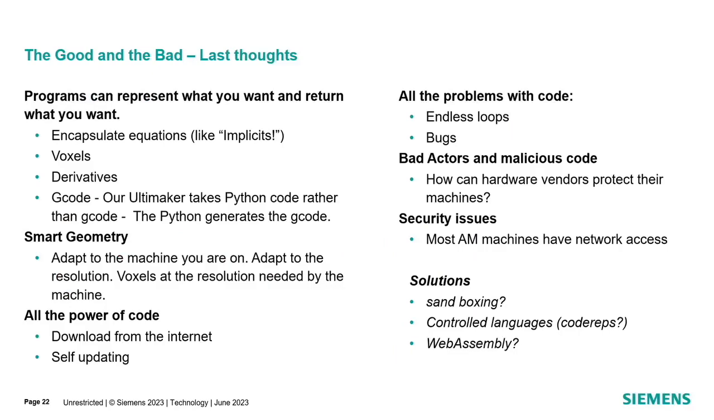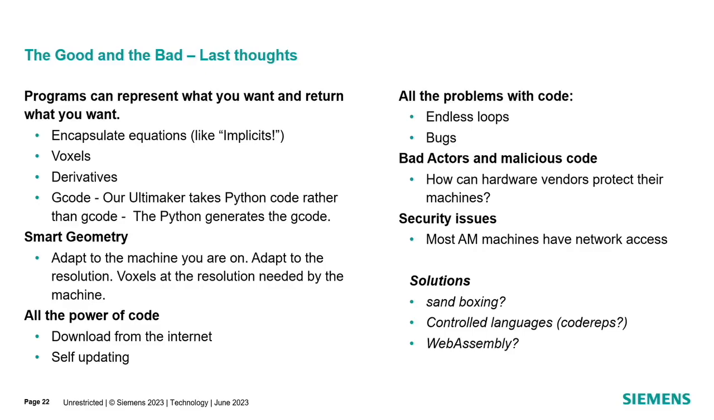So last thoughts. Programs representing what you want, encapsulating equations, it's great. Implicits. You can encapsulate implicits in a program really easily. You can encapsulate voxels in there. You can get derivatives if you want to do some more advanced things. You can encapsulate G-code. This is a good one. If you have an AltaMaker 3 or above, there's actually a really nice Linux machine inside that you don't know is in there.